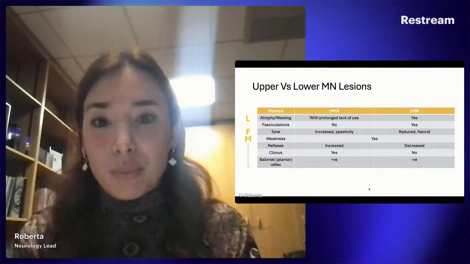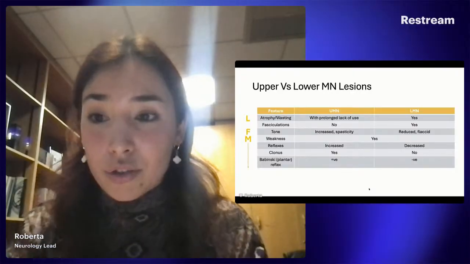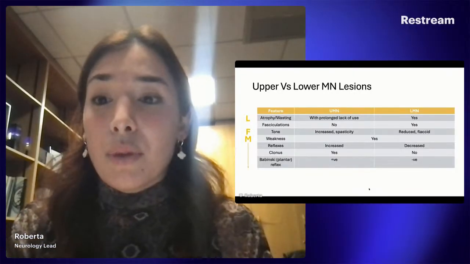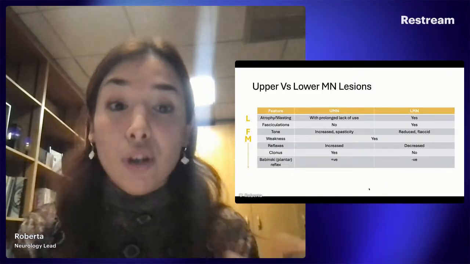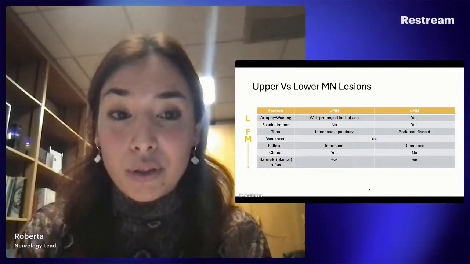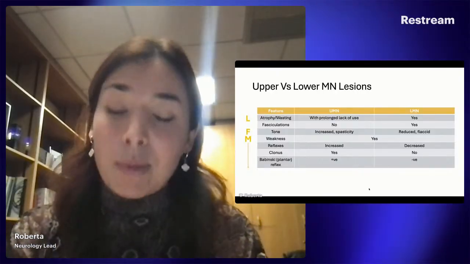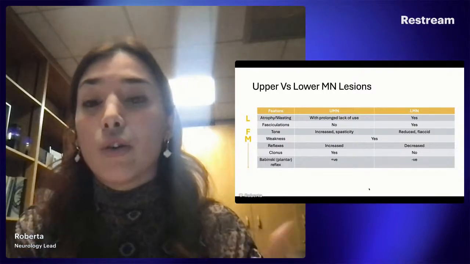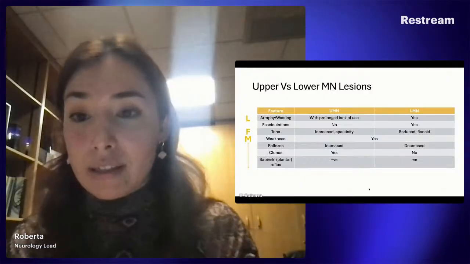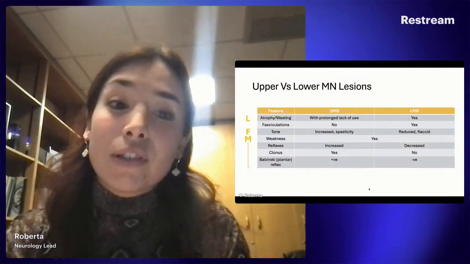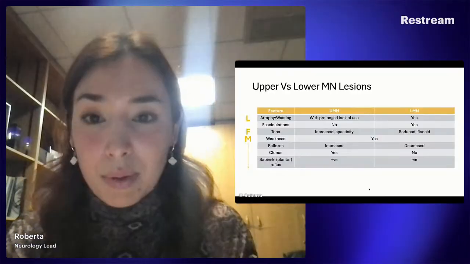So with upper and lower motor neuron lesions, just by looking at patients, we can get atrophy or wasting of the muscles, predominantly in the case of lower motor neuron lesions. But we can also get it in upper motor neuron lesions over time if there's a prolonged lack of use of the limb, for example. Fasciculations are a feature of lower motor neuron lesions only. We're not expecting them in upper motor neuron lesions.